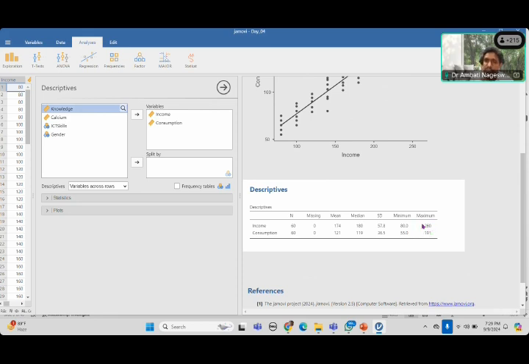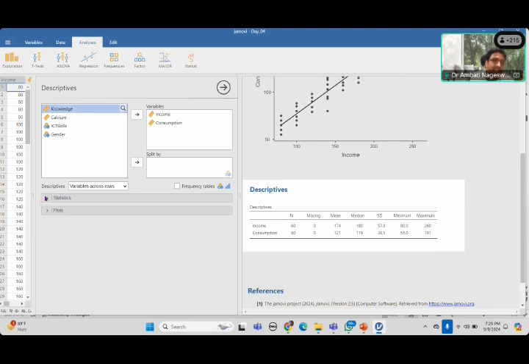Though they are getting around 260 rupees per day, they are spending up to 191, which means they are saving at least 71 rupees. I can say that 70 or 69 rupees they are saving on average. Not all, but the majority of the people.